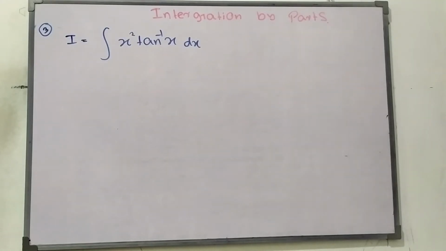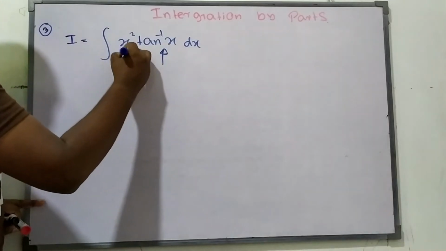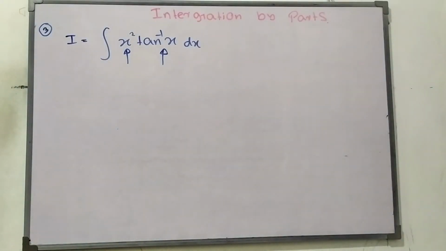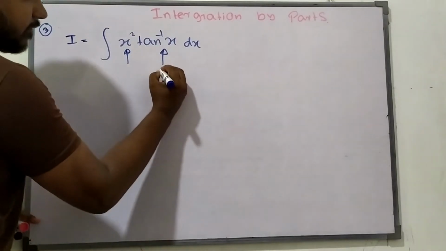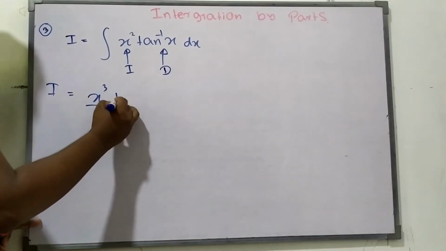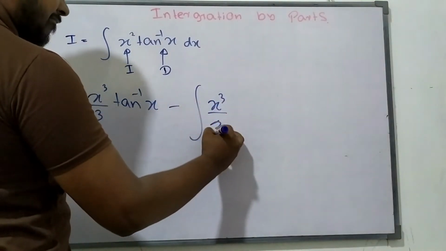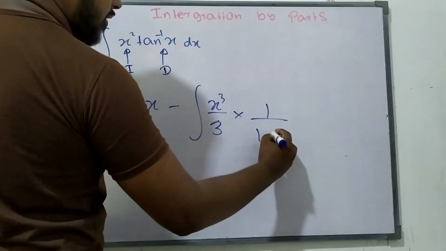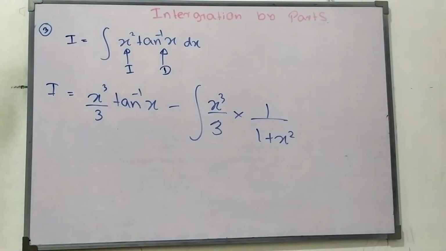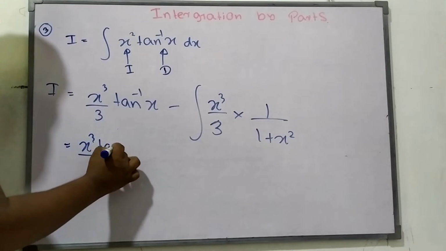Okay, this is the next example: ∫ x² tan⁻¹x dx. Again, tan⁻¹x can't be integrated; it can only be differentiated. So integration value into differentiation function, minus integration value into differentiation answer, 1 over 1 + x². Therefore, we have a trouble here again: ∫ x³ tan⁻¹x over 1 + x².